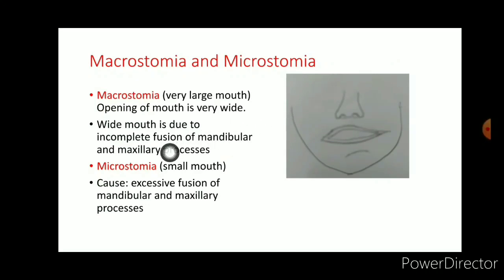Macrostomia and microstomia are related to the oral fissure. Macrostomia is a very large mouth, meaning the opening of the mouth is very wide. In this diagram you can see it. It's due to the incomplete fusion of the mandibular and maxillary processes. Microstomia, a small mouth, is due to excessive fusion of the mandibular and maxillary processes.